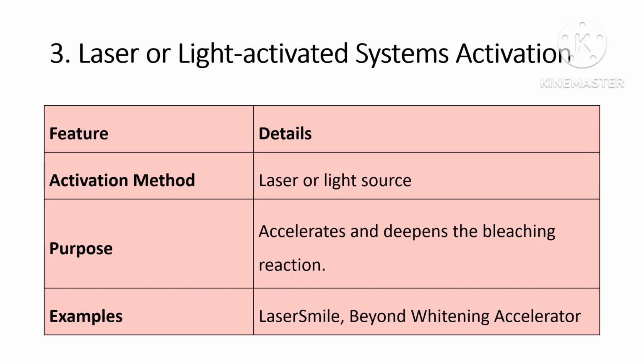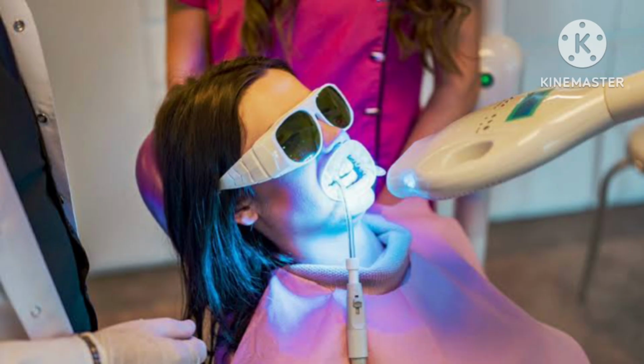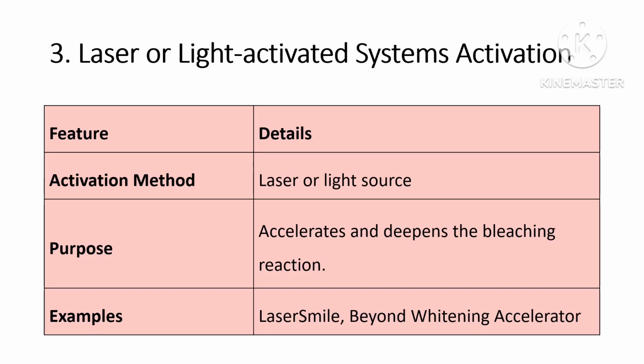The third method of activation is the laser or light activated system. These systems utilize laser technology or light sources such as LEDs. The laser or the light heats the hydrogen peroxide gel, accelerating its reactivity, and this enhances the oxidation process, allowing deeper and faster stain removal.